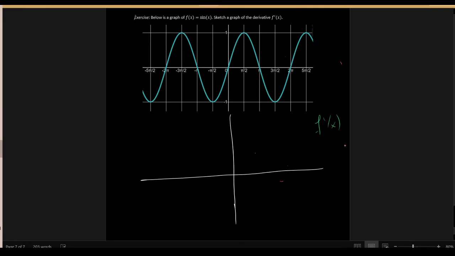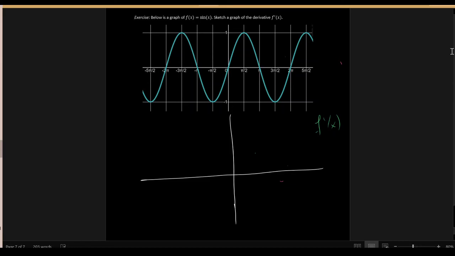So I'm going to use the principles that we outlined on the previous couple of pages to help me make this sketch. And generally speaking, the easiest thing to start with is these locations where the graph of the original function is flat. The original function f of x equals sine of x is flat at pi over 2, minus pi over 2, 3 pi over 2, minus 3 pi over 2, and so on, off to infinity.